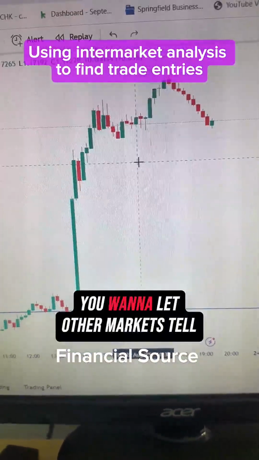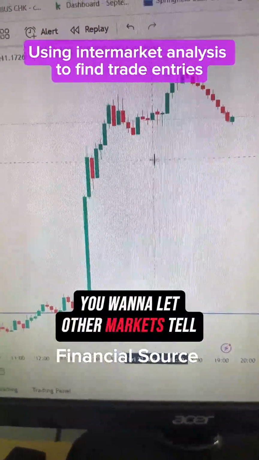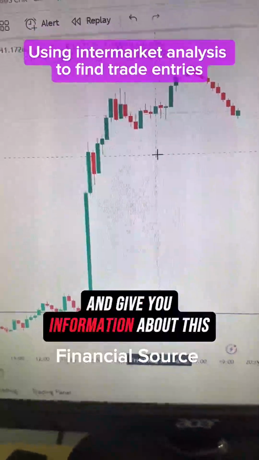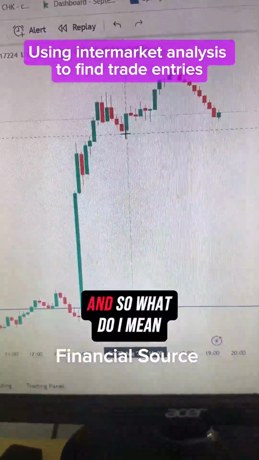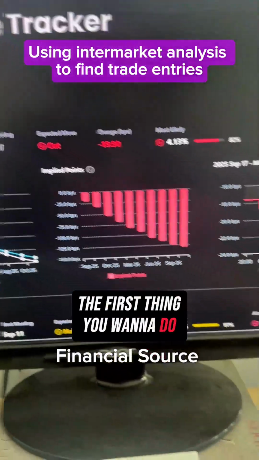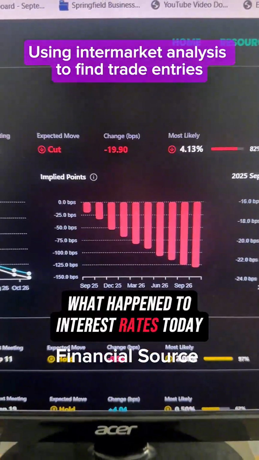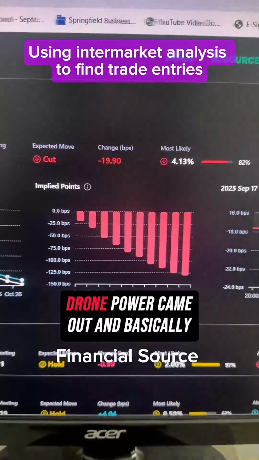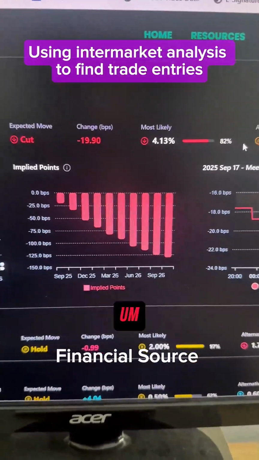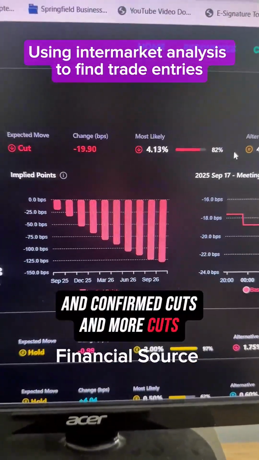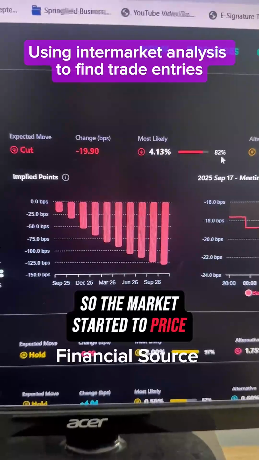What you want is you want to let other markets tell you and give you information about this spot market. And so what do I mean? Well, the first thing you want to do is figure out where interest rates are. So what happened to interest rates today? Well, Jerome Powell came out and basically hinted and confirmed cuts and more cuts.